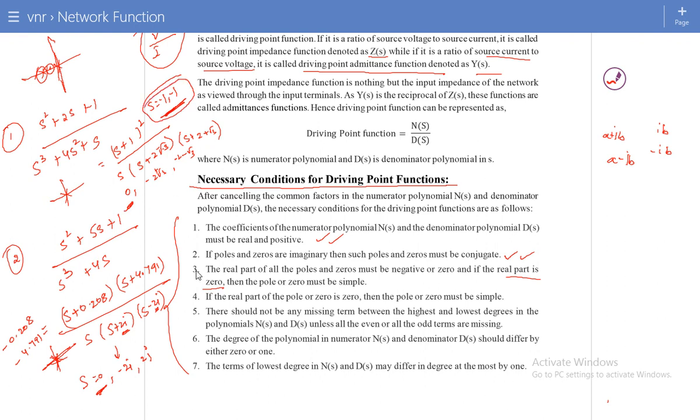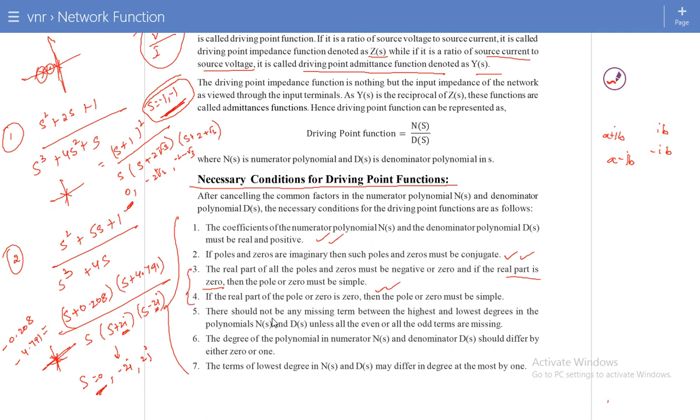So what is the third condition? It is saying all the poles and zeros must be negative, and if they are lying on the imaginary axis, it must be a simple pole or zero, not a repeated pole or zero. So the third condition is also satisfied by both the functions. In the fourth thing, see here, if the real part of poles and zeros is 0, the poles must be simple. Here itself we have included it, right? Third and fourth statements are the same.